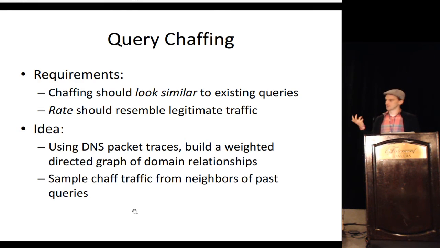The way we did this was, again, using these PCAP traces, we built a weighted directed graph of domain relationships, which I'll describe in the next slide. And then from that graph, we conduct a random walk over it at a rate that's approximately equal to legitimate traffic and issue queries from it.